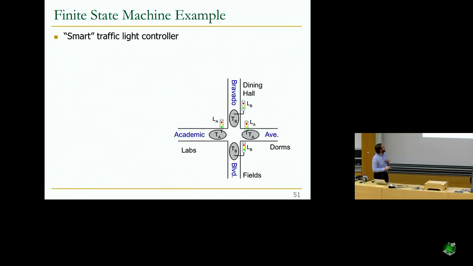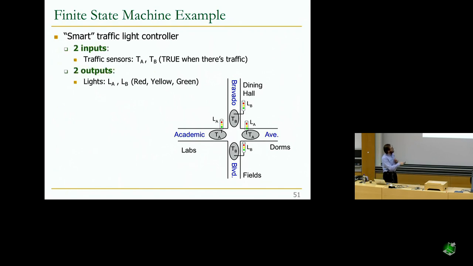Okay, so let's go through an example. We'll build a smarter traffic light controller as opposed to the dumb one that we've seen earlier. What we've seen earlier, which is actually also in your book, transitioned based on time. Now we're going to take into account some traffic sensors. We have these two avenues, A avenue and B avenue, and the traffic sensors tell us whether there's traffic on the A avenue or the B avenue. So these two single-bit inputs are set to true when there's traffic, and we have two outputs to control, whether the lights at A, these are coupled lights, and the lights at B are red, yellow, or green.